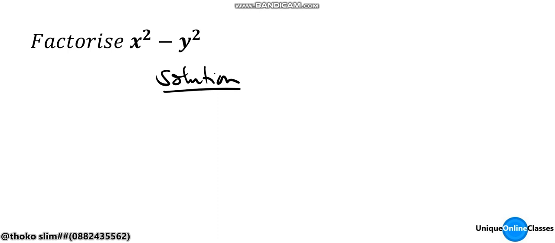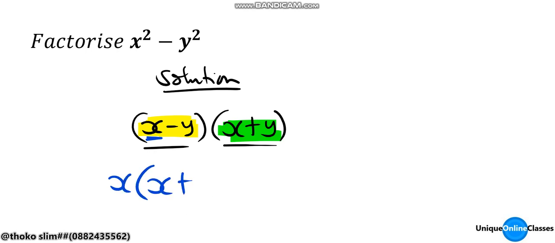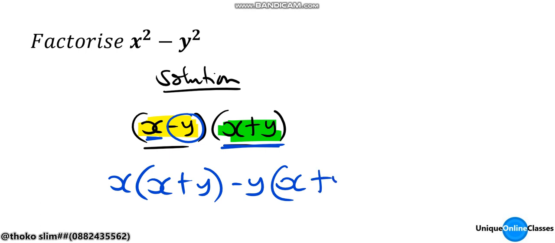It's just a single step. (x minus y) times (x plus y). That's our solution. And if you want to prove it, we're going to expand this. So what we need to do: this bracket, take the x, which is this one, and multiply it by the other bracket, which is x plus y, and we're going to take minus y and multiply it by the same bracket, which is x plus y.